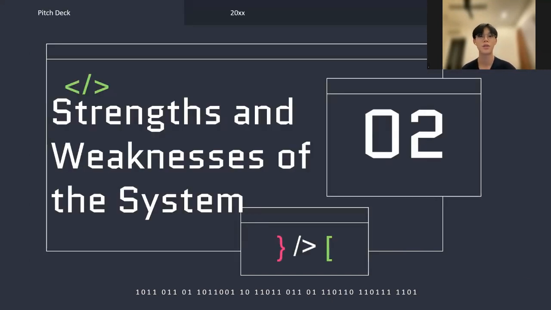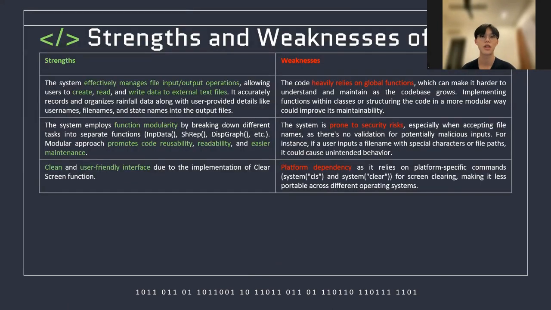The second part will be strengths and weaknesses of the system. So the strengths of the system: it effectively manages file input and output operations. It also creates, reads, and writes data to external text files. It also has function modularity, which breaks down the different tasks into separate functions, which is input data, show report, display graph, and more. The modular approach promotes code reusability, readability, and easy maintenance.